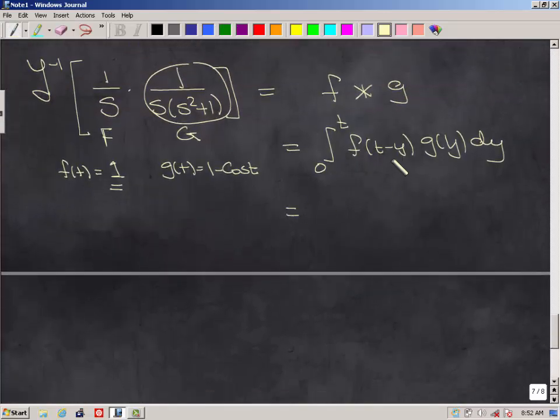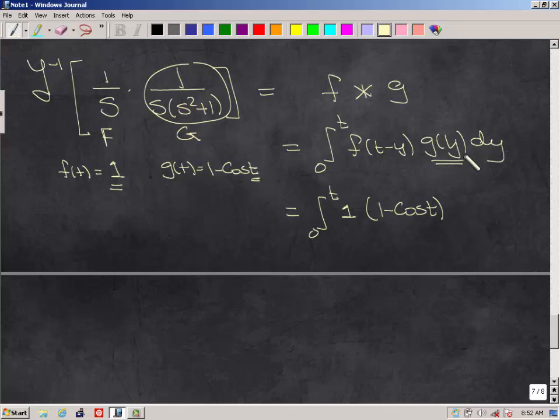F is 1. If you shift it, it's just still going to be 1. And g is what? 1 minus cosine of t. Again, I keep writing cosine of t because this is g of t. That is correct. But we want g of y here, so it should be cosine of y dy. Now we just have to do term by term integral here.